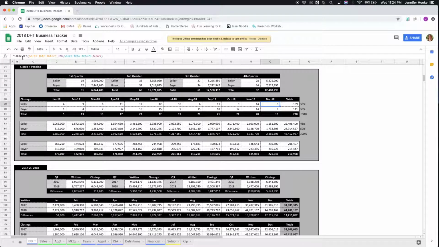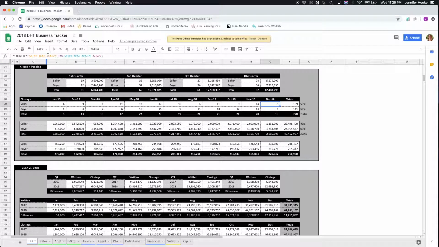So again, to summarize, it's telling Excel to count all of the occurrences when the closing month is December of 2018 and the client type is seller. And when it counts all of those occurrences up from the sales input sheet, there were 5 times that happened. And so that's where that number 5 is coming from.